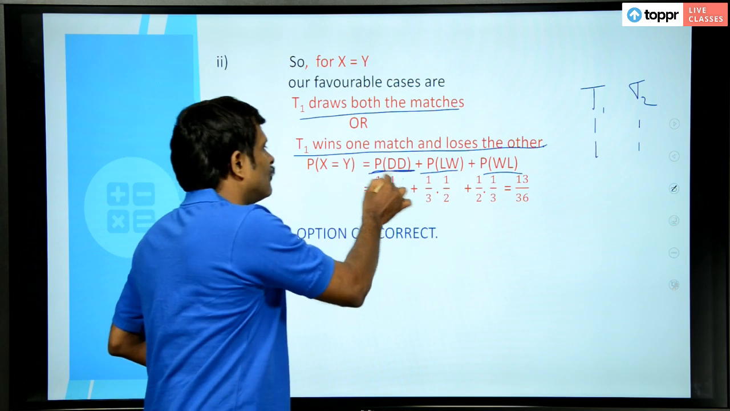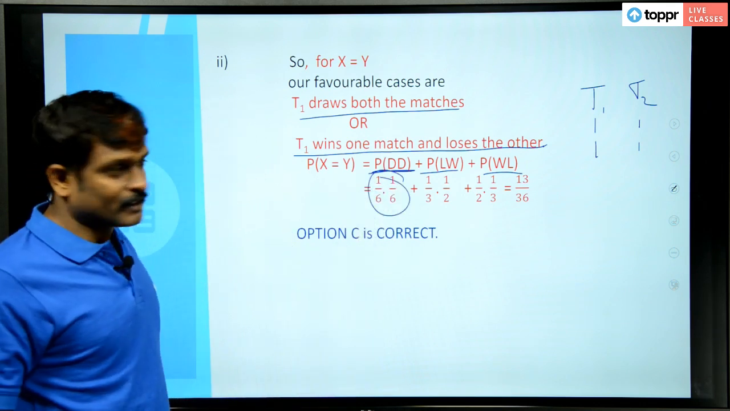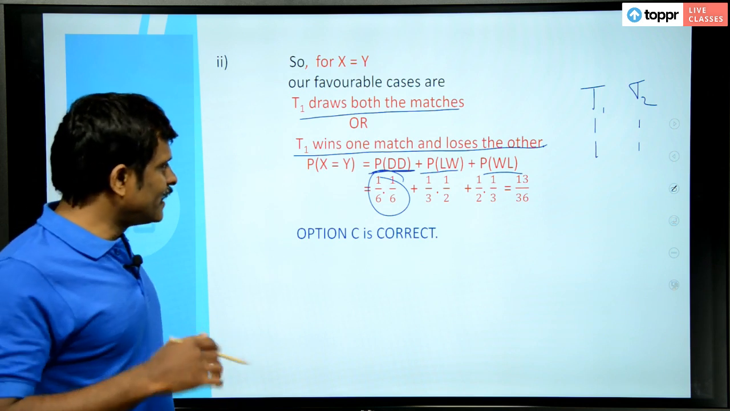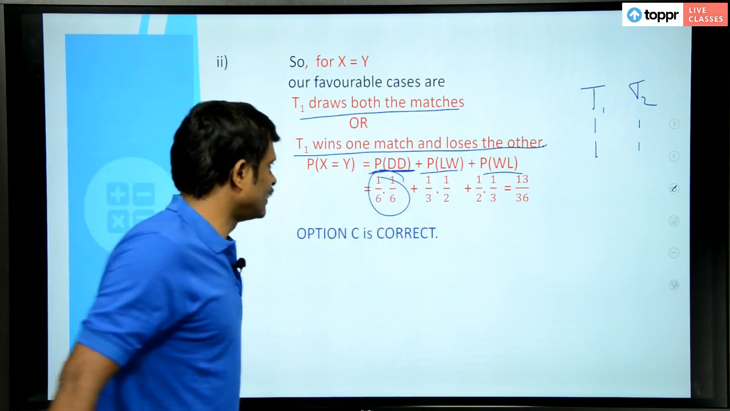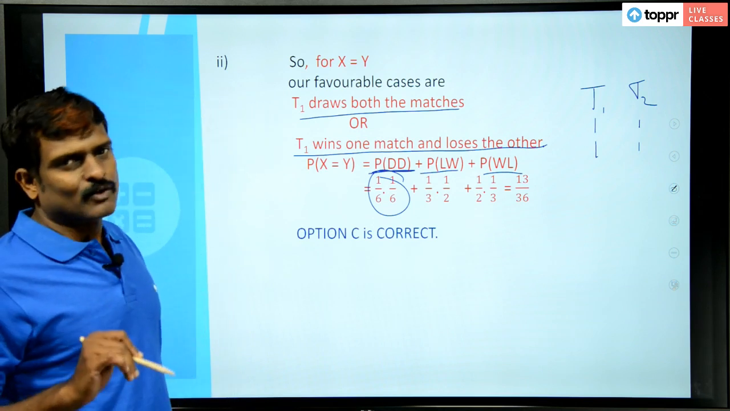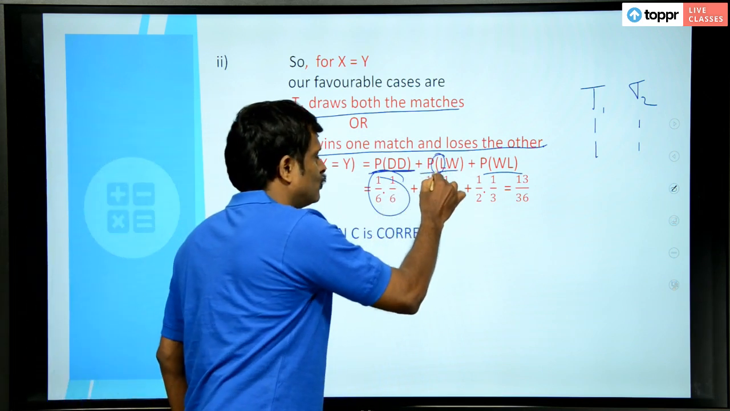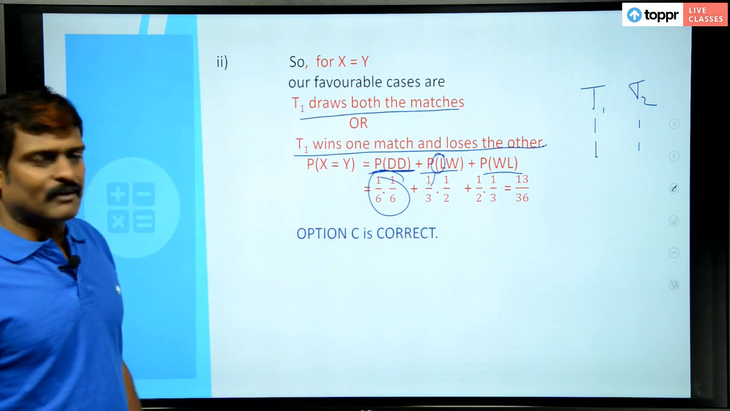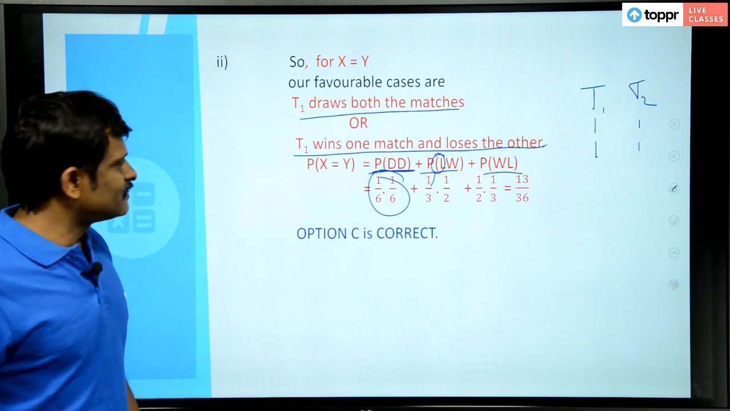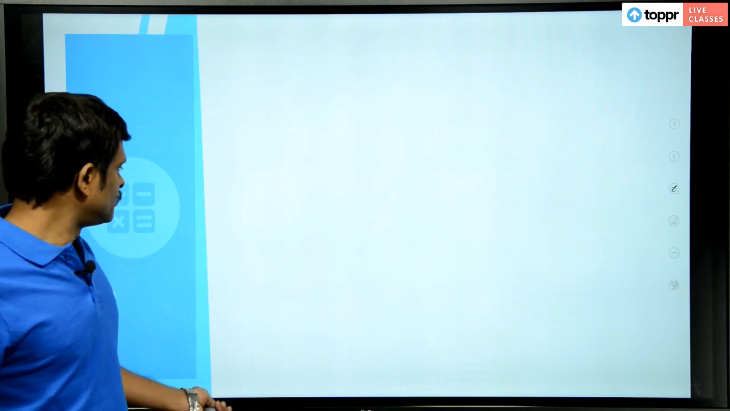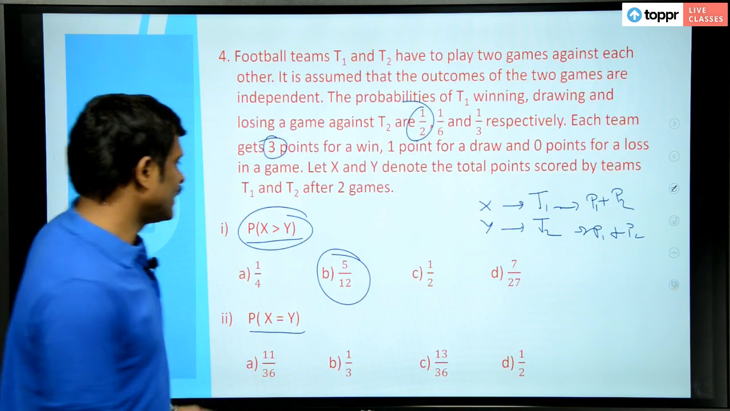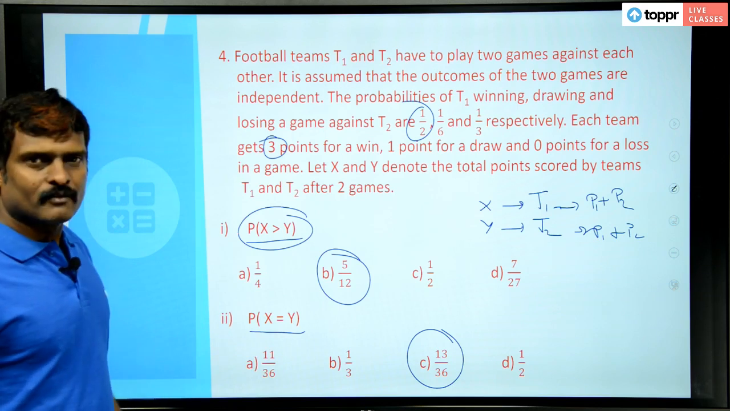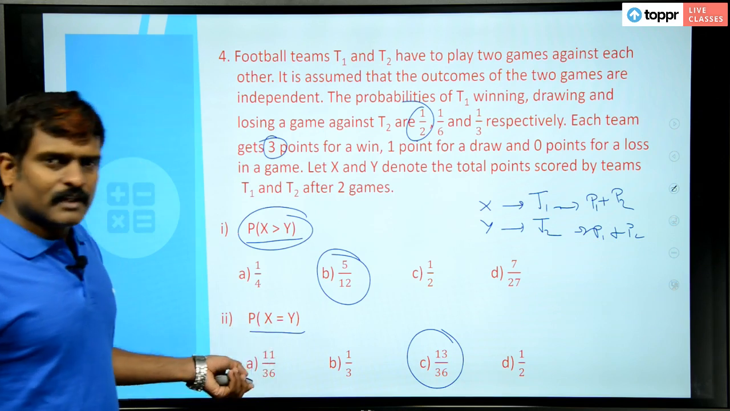So, using that, 1 by 6 times 1 by 6, because the probability of drawing is 1 by 6, right, plus 1 by 3 times 1 by 2 plus 1 by 2 times 1 by 3, because the probability to lose is 1 by 3. That is the reason it is 1 by 3 times 1 by 2, and you simplify, you get 13 by 36 as the option. 13 by 36, that is the correct option, right. Got it, right. So, let us go into the next question.